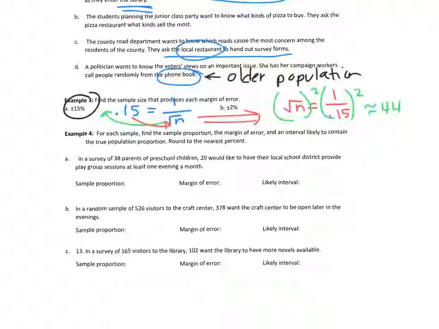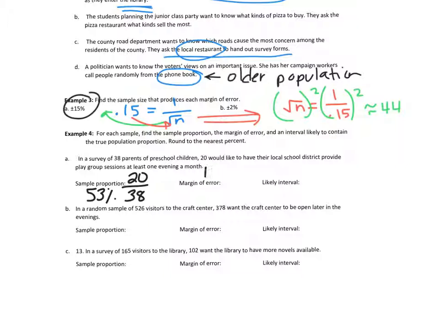For each sample, find the sample proportion, the margin of error, and an interval likely to contain the true population proportion. Round to the nearest percent. So in a survey of 38 parents of preschool children, 20 would like to have their school district provide playgroup sessions at least one evening a month. So the sample proportion is going to be 20 out of 38. So 20 divided by 38 is 53% because I'm rounding to the nearest percent.